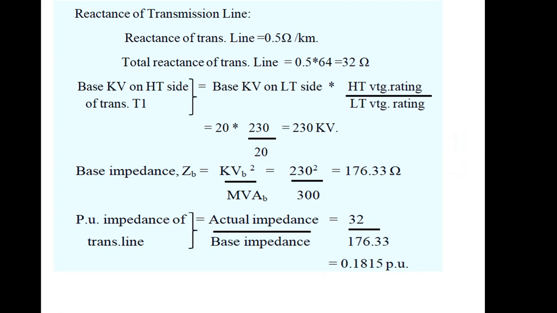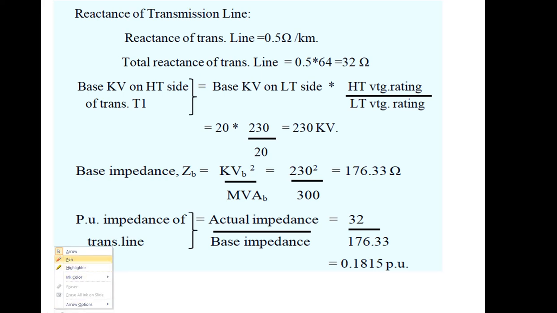Next is the reactance of the transmission line, which is important. The reactance of the transmission line is given as 0.5 ohms per kilometer. The total reactance is 0.5 into 64, where 64 is the feeder length, a 64 kilometer transmission line. Multiplying by 64, we obtain the total reactance as 32 ohms.